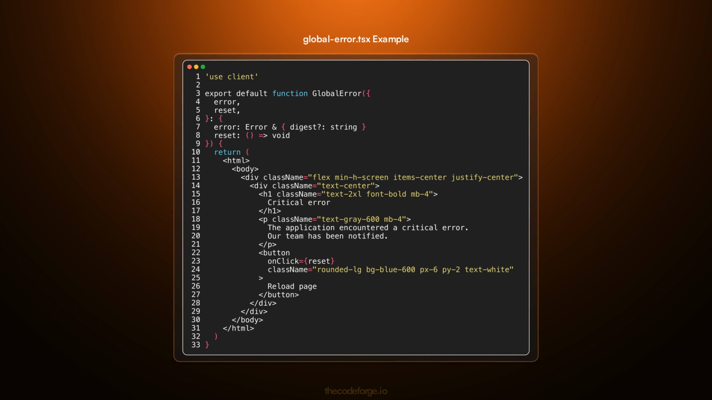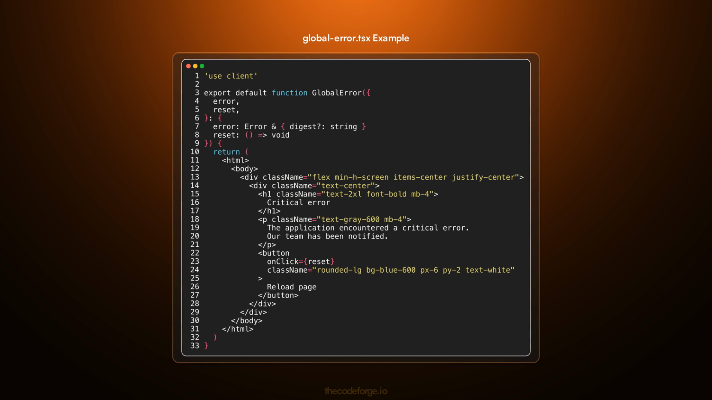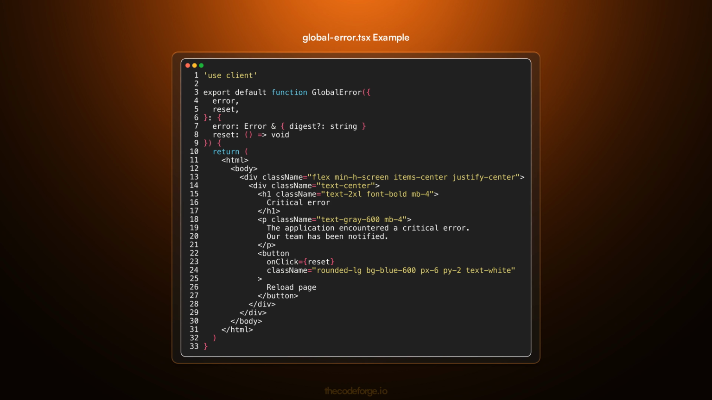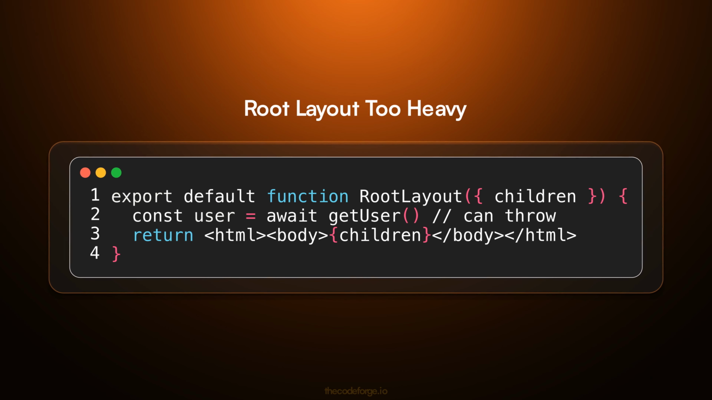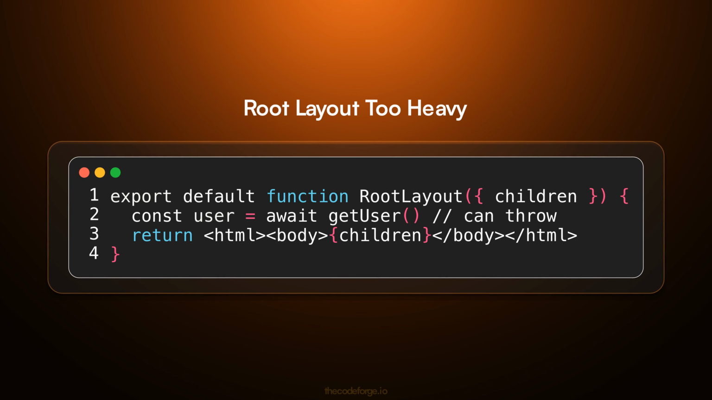Because global-error.tsx replaces the root layout, you must include html and body tags. It doesn't inherit any styles or fonts from the layout. Keep it minimal, just a branded crash page with a reload button. Keep the root layout as thin as possible. If it throws, you need global-error.tsx, which is a self-contained page without styles. Minimize logic in the root layout to reduce crash risk.